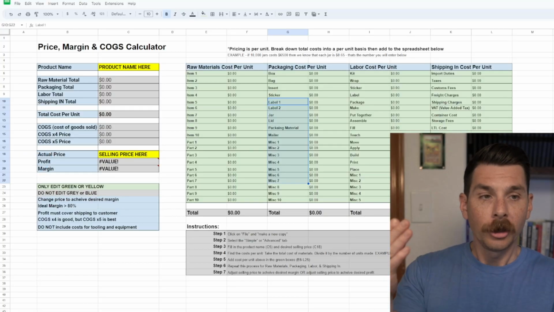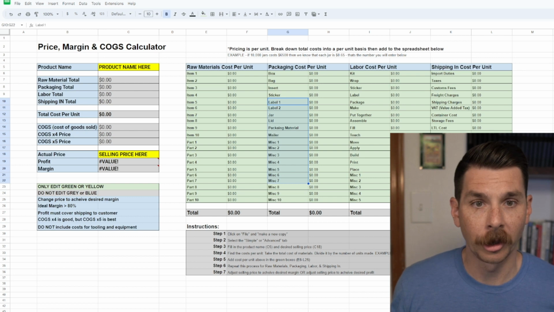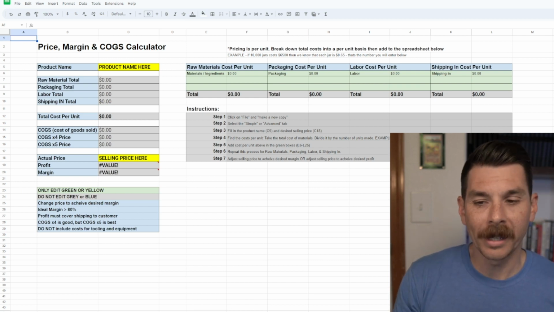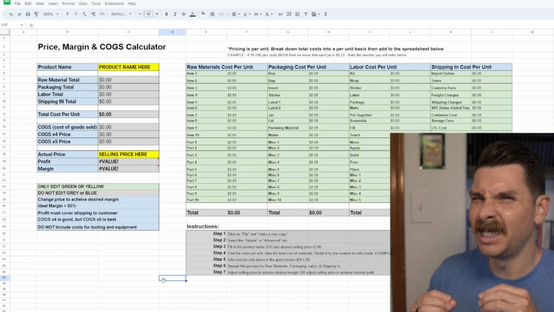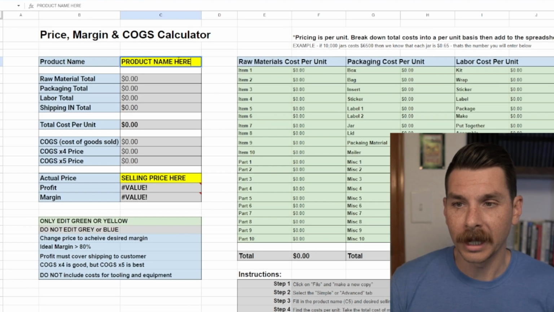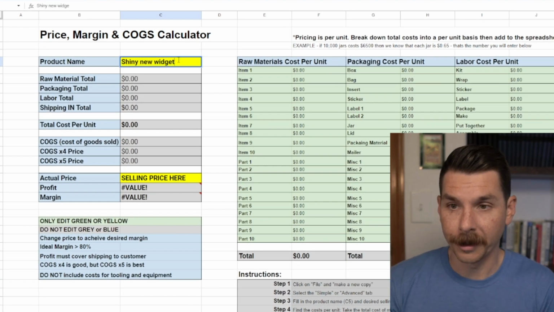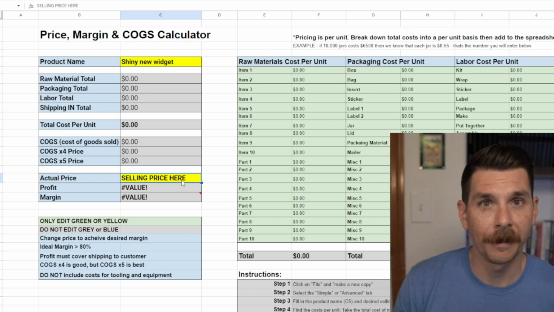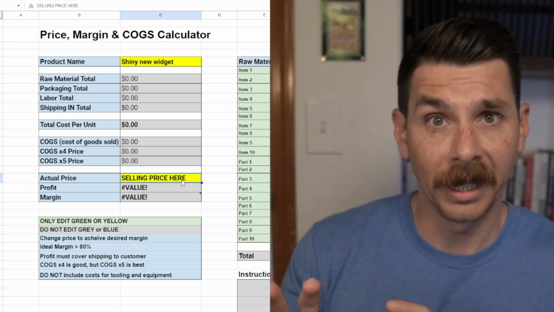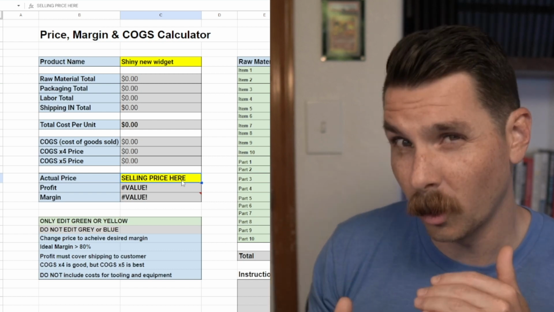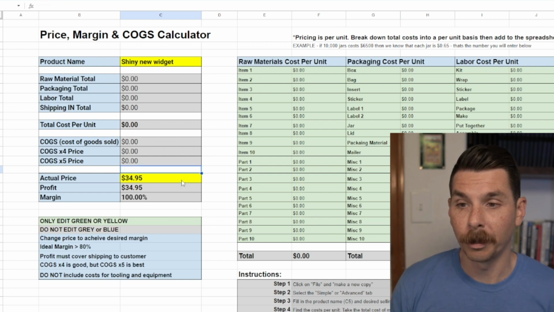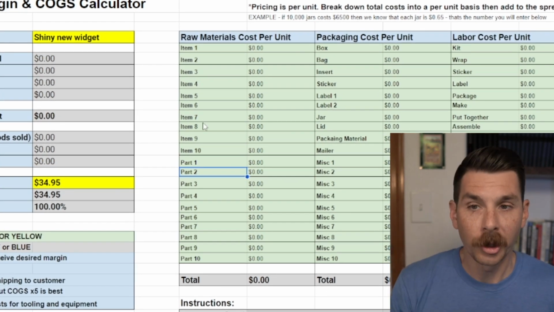So, let's say you have the calculator and you want to build it all out on your own. Here's how I would do it. I would click over to the Simple tab, get a feel for it, break it down in a general way, but when you're ready, click over to the Advanced tab so you can really dig in. Now, the first thing you're going to do is type in your product name, shiny new widget, and you're going to type in your selling price here. You probably have an idea of what your selling price would be. In fact, I would encourage you to put something in the beginning just to see how close you were. So we're going to go ahead and put $34.95 into the box.